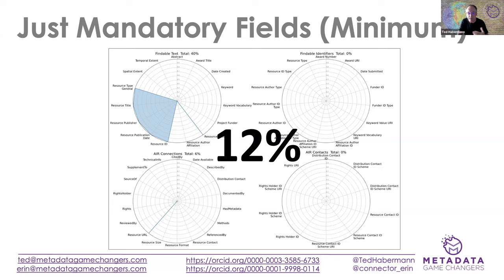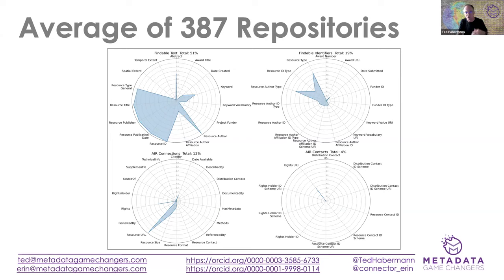So all repositories get a score of 12% to start out with, because they essentially all have all of the mandatory fields. So we looked at almost 400 repositories associated with universities and colleges. And the average of all of them looks like this. So we still see over on the upper left here, and in the lower left, the mandatory fields. And then the average has abstract. Sarah mentioned abstract's one of the descriptions. Some resource author types and resource type, which is the full text, some rights in the lower right. But anyway, the average score is 23% out of this selection of 400 repositories.